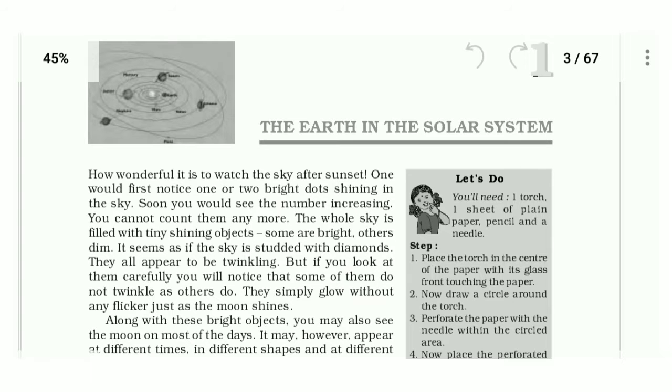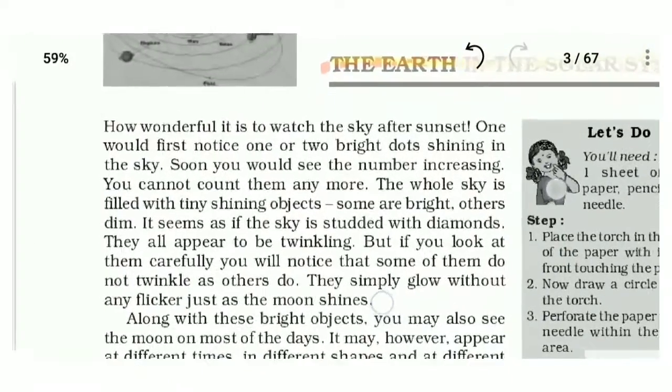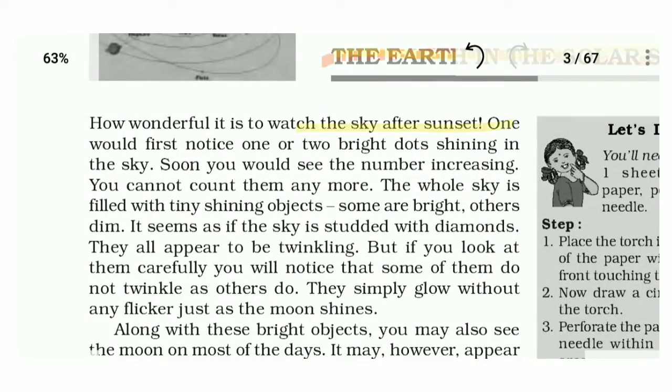Let's begin with the very first chapter of 6th class geography. That's the Earth in the solar system. मतलब कि जो Earth है वो solar system के अंदर. How wonderful it is to watch the sky after sunset.